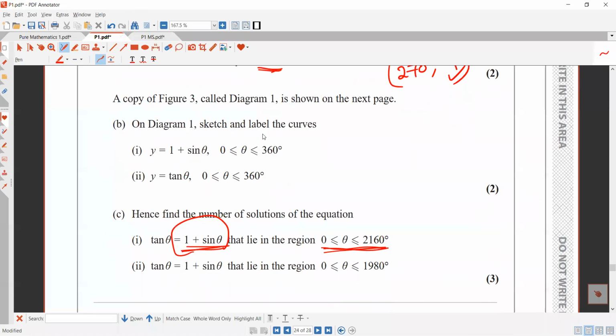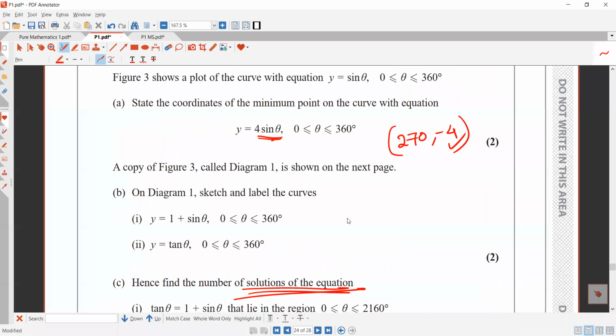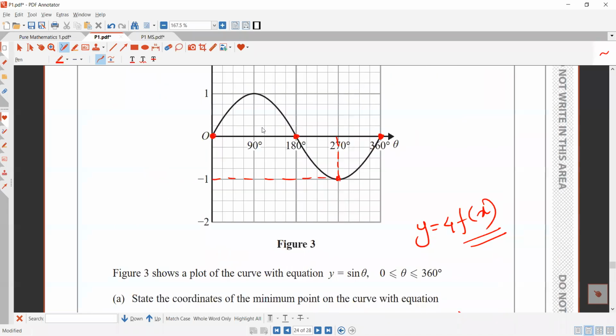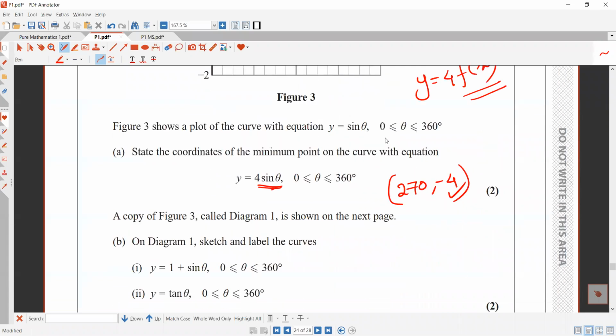Now they are asking for part C. Tan theta is equal to 1 plus sine theta. You don't have to draw it, actually; you have to show how many solutions there are. And what is the meaning of a solution? Wherever the graphs cross, it means it's a solution.